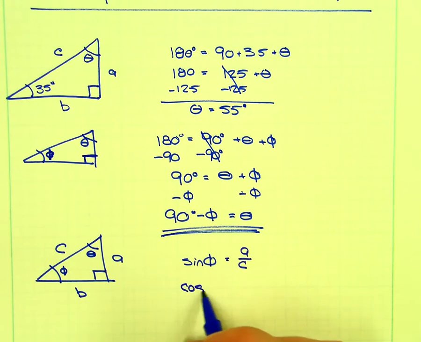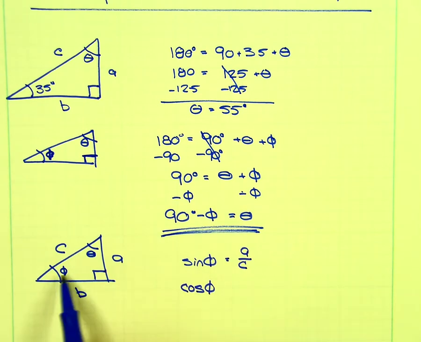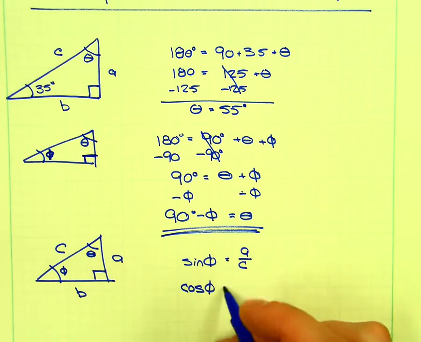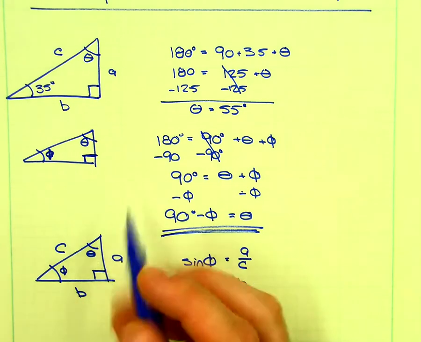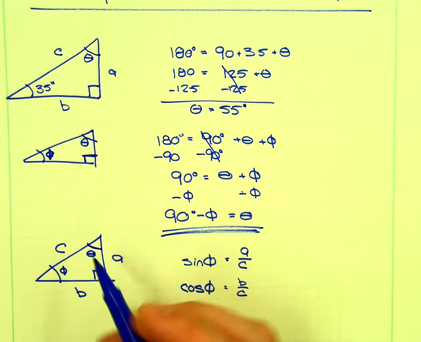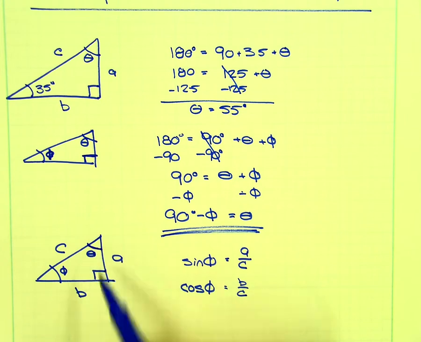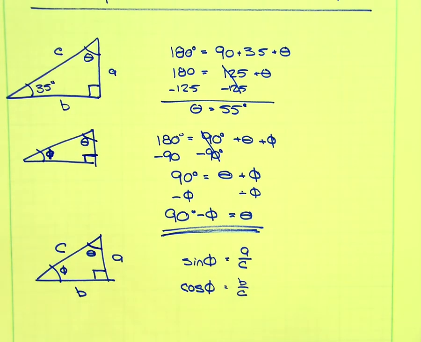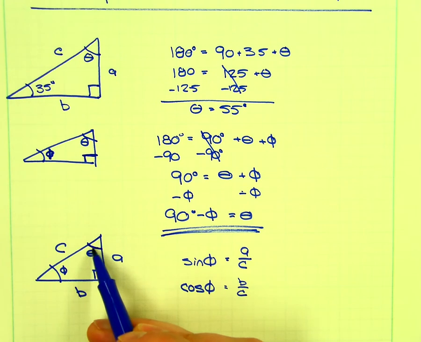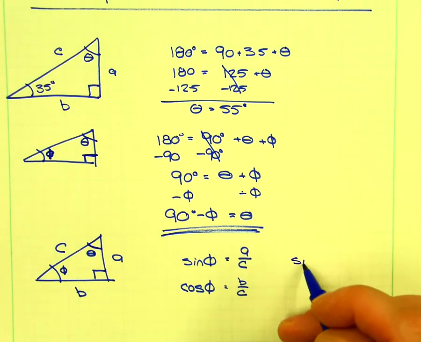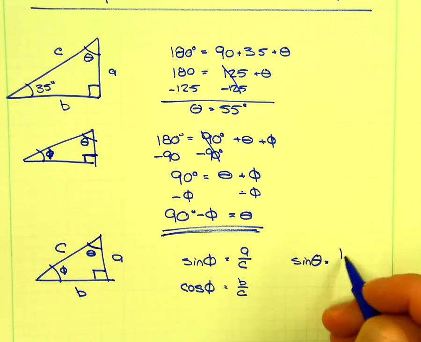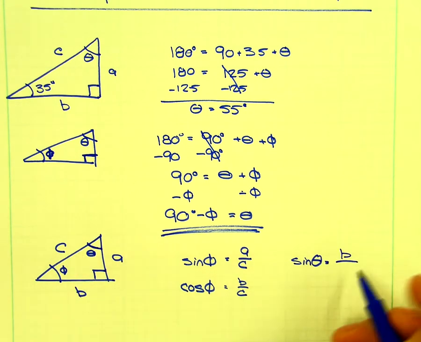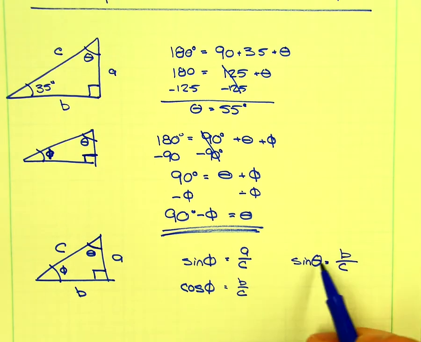Now the cosine of phi is going to be the adjacent over the hypotenuse, which is going to be B over C. Now, just for fun, let's switch over to this angle right here and figure out what the sine and the cosine of this angle is. If I'm looking for the sine of theta, it's going to be opposite, and the opposite in this case is B, over the hypotenuse, which is C. So sine of theta is equal to B over C.